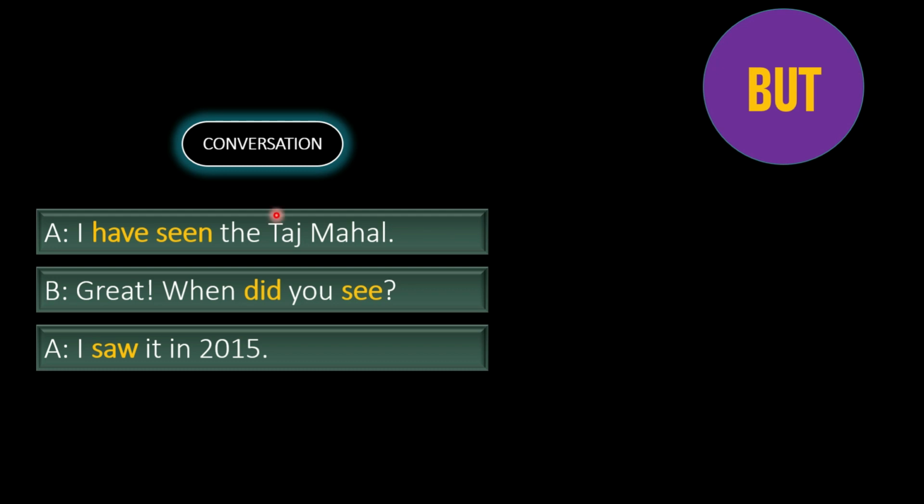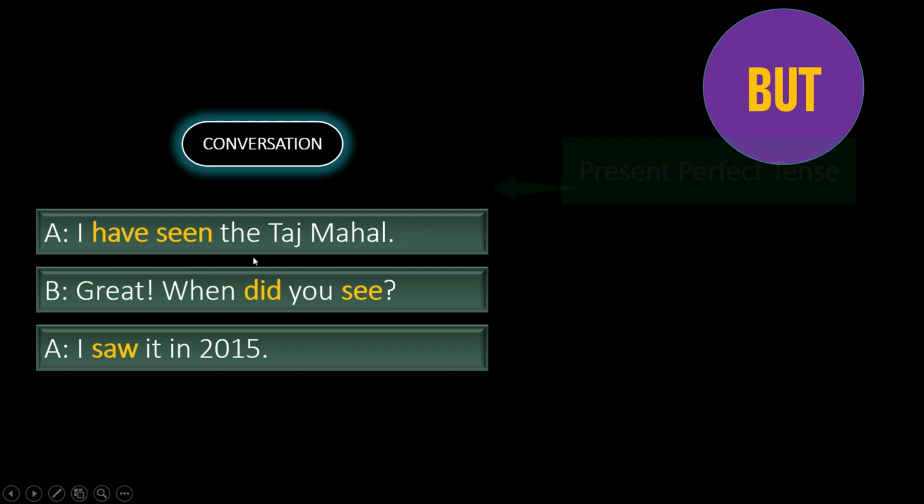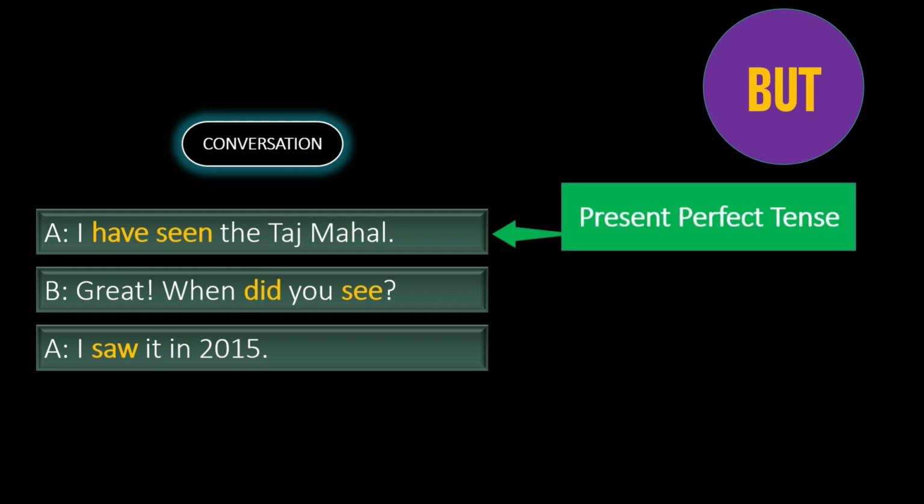Mr. A used present perfect tense here. He said, I have seen the Taj Mahal. This is present perfect tense. Okay. B said, great, when did you see? Now here Mr. B used did see. This is simple past tense.